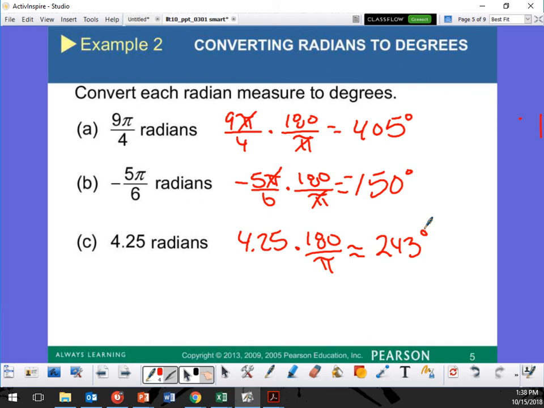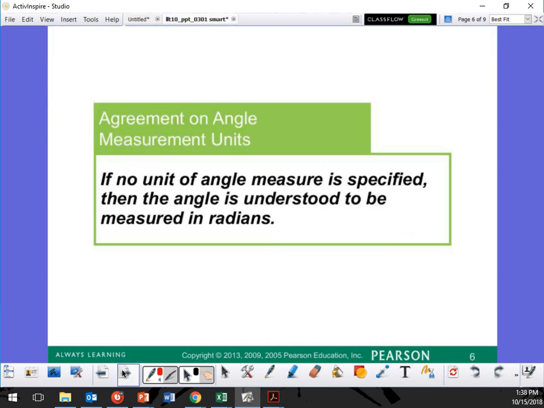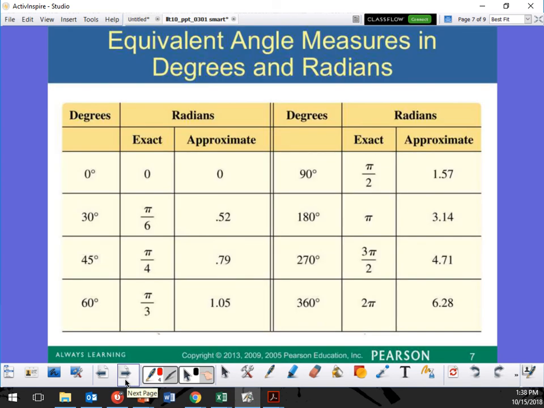What'd you get? Yeah, 243 here, but it's 243 there. It's a typo. Okay. No units of angle measure specified, then the angle is understood to be in radians. So if it doesn't say anything, you don't have a degree symbol, therefore it has to be in radians. Okay. So some basic things right here. It's going to help you out later on.